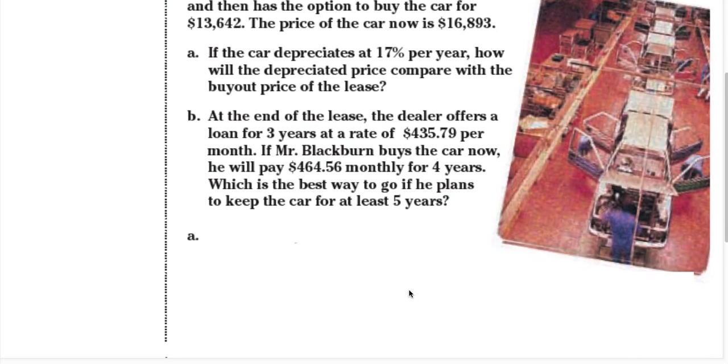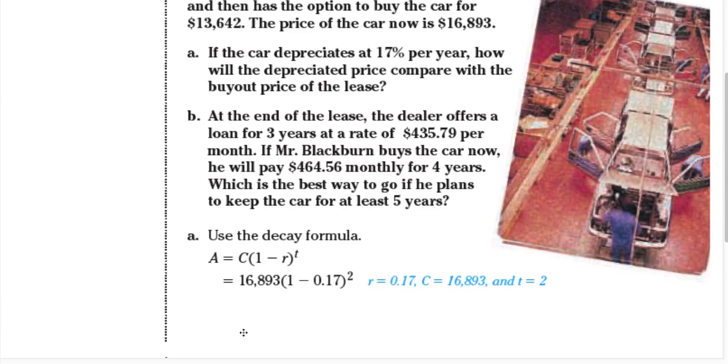And obviously, since we're talking about depreciation, we use the decay formula in letter A, which is A equals C times the quantity 1 minus R raised to the T power. And C in this case is 16,893, the initial price of the car, and then the rate is 17% per year. So you have 0.17. Okay, and we simplify that. You have now 11,637.59 using a calculator.